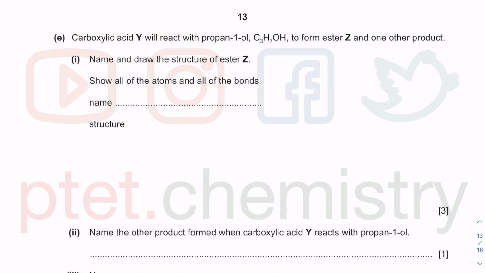Part E, carboxylic acid will react with alcohol. This is propane 1-ol. So draw the structure of ester Z. We know that an ester consists of C double bond O, and then you also have the O on the other side because this is the new bond that you have formed in an ester. If I imagine breaking that, that is the alcohol because you don't have any C double bond O on that side. The alcohol has lost the H.